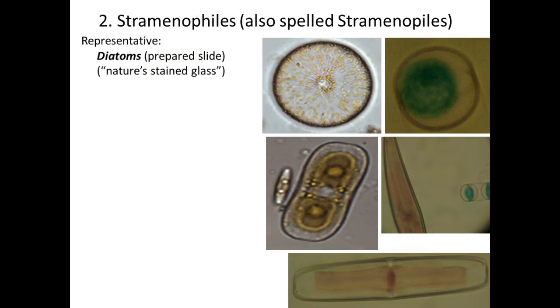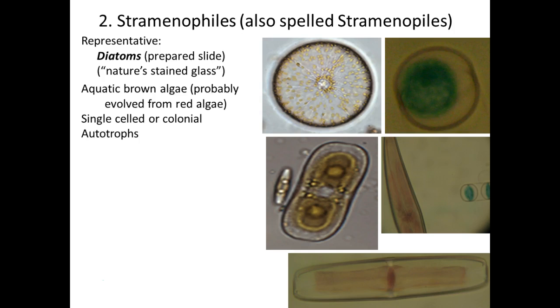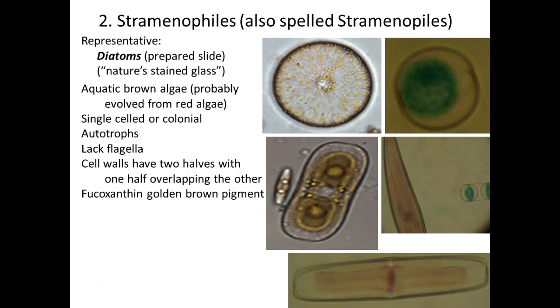So that brings us to our diatoms that we're going to look at. These are sometimes known as nature's stained glass because what type of substance is made up of their cell wall?